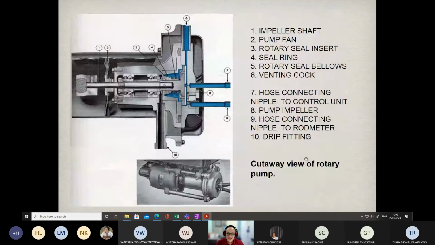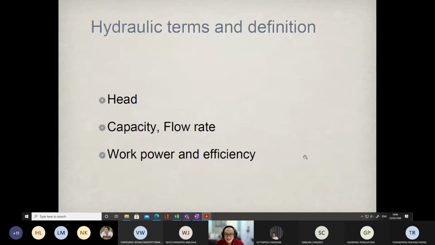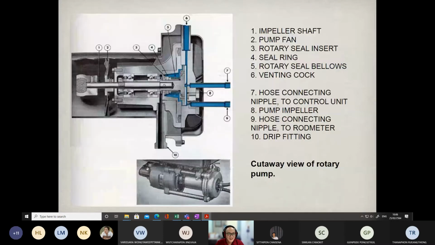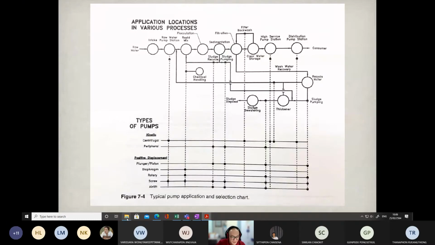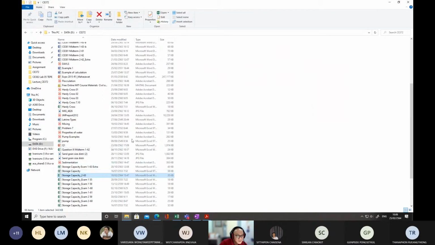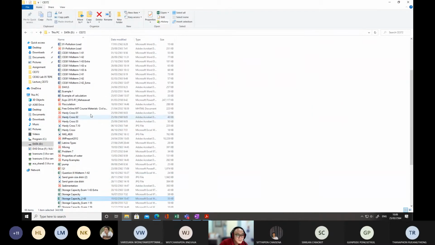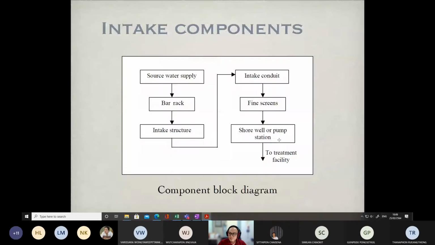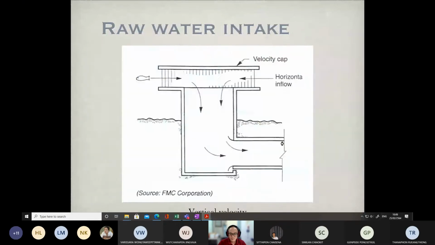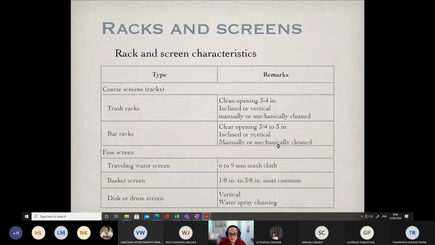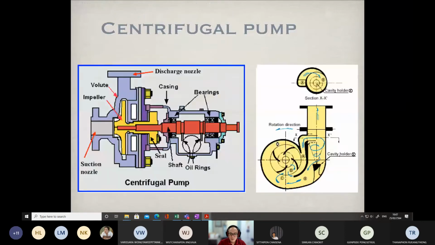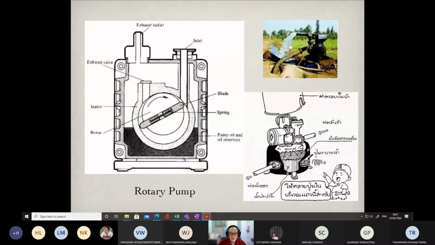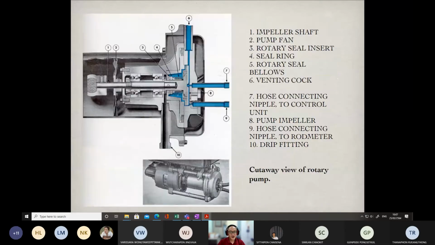This one is the rotary pumps. Just a moment. I think I have some other photographs. Okay, so this is the rotary pumps.